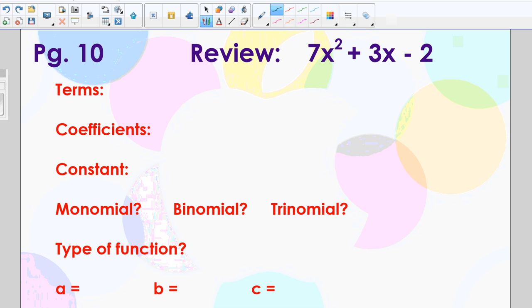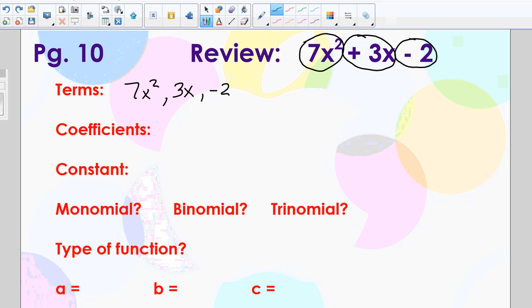Alright, so first, your terms, remember, is everything that's separated by a plus or minus sign. So we can actually separate them just by circling everything in here. If we don't leave out anything, meaning the plus and the minus operations, you can see there's three terms. So when I'm listing them out, I'm just going to make sure that I separate them with a comma. So here are your three terms. Make sure you put -2.